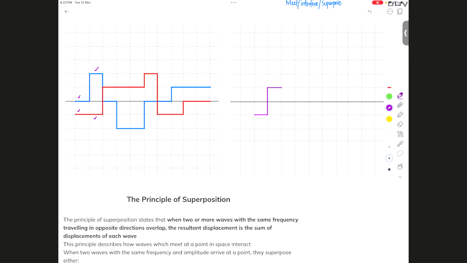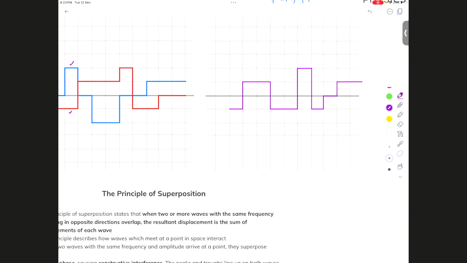The next one is 0 and 1. What should that be? 1. The next one is 1 and -2. What should that be? -1. Then the next is 0 and 2. What should that be? 2. Then it's 0 and -1. What should that be? -1. And sorry, the one before the last is -1 and -1. That's -2. And the next one? The final two boxes are 1. That's it. That's your resultant.